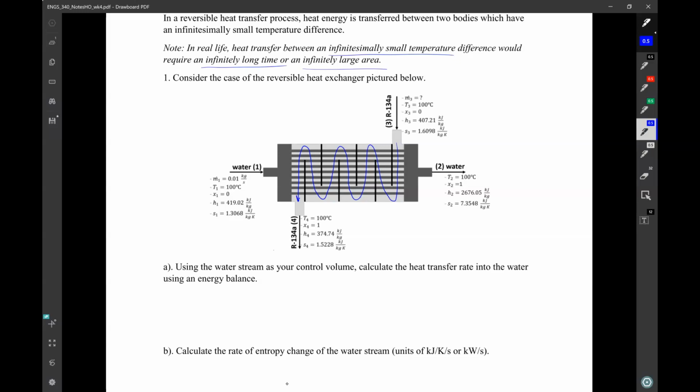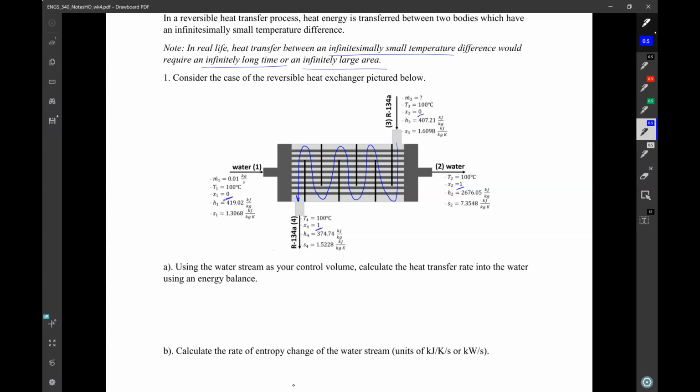If we look at the water, water is coming in at 100 degrees Celsius, the quality is 0. That means it's a liquid. And as it's going through these tubes, it's boiling. So the water is leaving with a quality of 1. The flip of that is happening with the R134A. R134A is coming in on this side of the heat exchanger at the top. It has a quality of 0, and it leaves with a quality of 1 on this side of the heat exchanger.